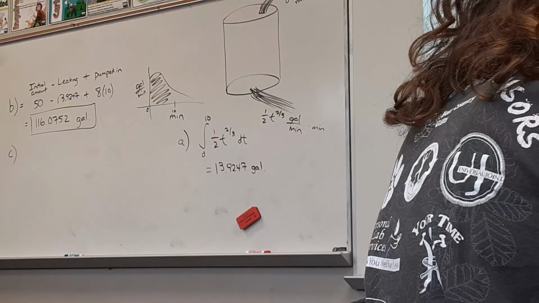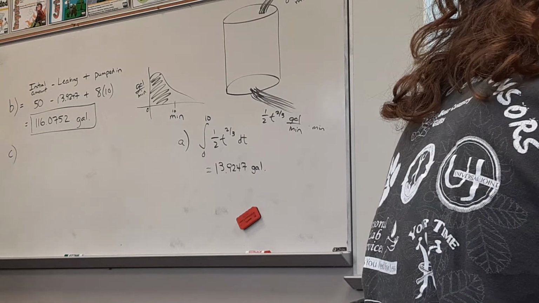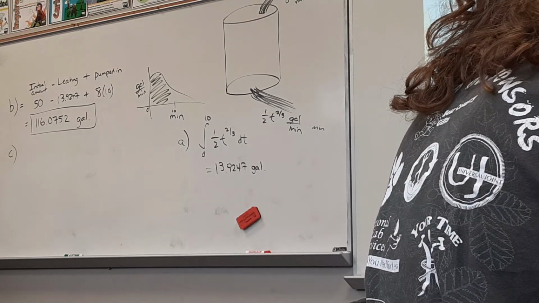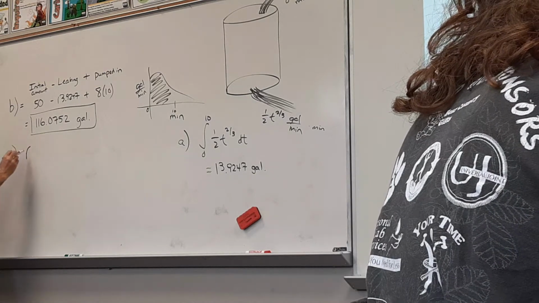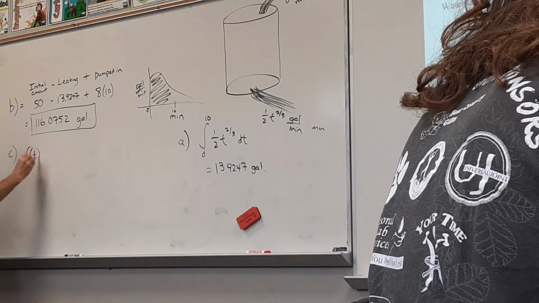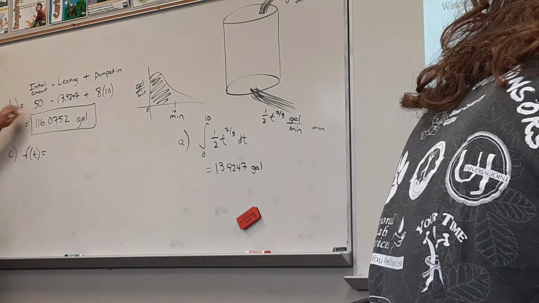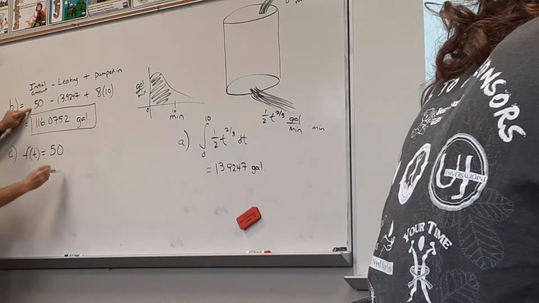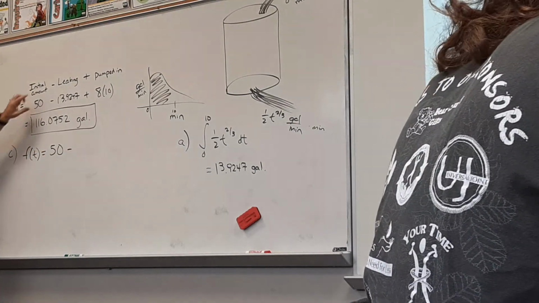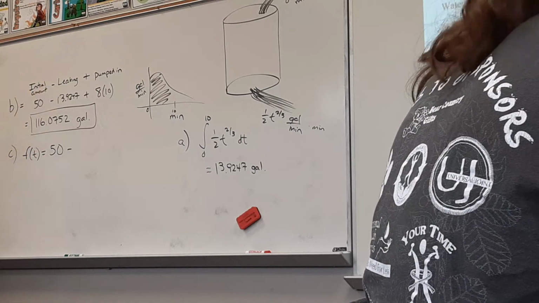Alright, so for part C, it said, well, we calculated each one out, but what would the expression actually be for the number of gallons of water in the tank? If it said, write the expression for f of t, we're going to do what you just said. What do we start with? 50. We're going to subtract what was leaking out, but we're writing the expression for it.